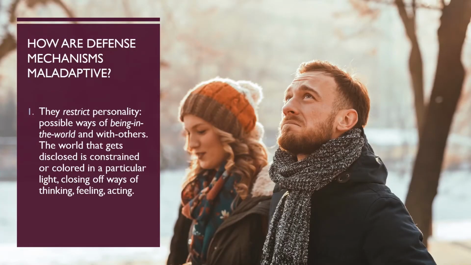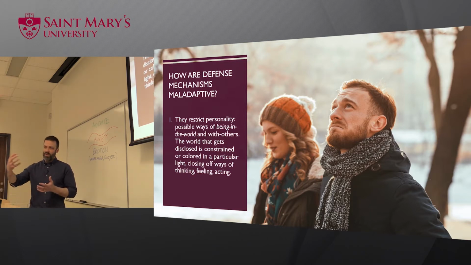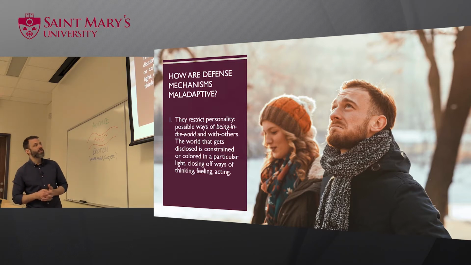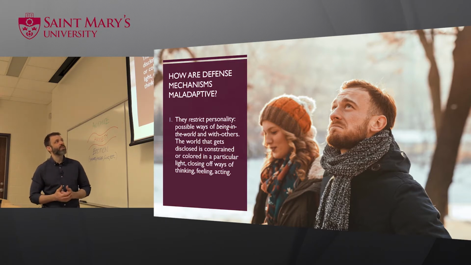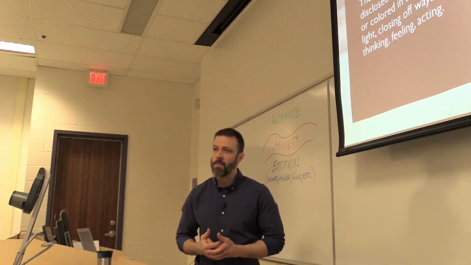So we could say that they're maladaptive in that they restrict personality. That is, they restrict possible ways of being in the world and being with others. So possible moods and emotions that could show up, that could disclose the world in a particular light, that could invite another person to connect with you in a particular way. All of that gets closed off, all of it gets restricted. So the world that gets disclosed is constrained or colored in a particular light. It closes off ways of thinking, feeling, and acting.